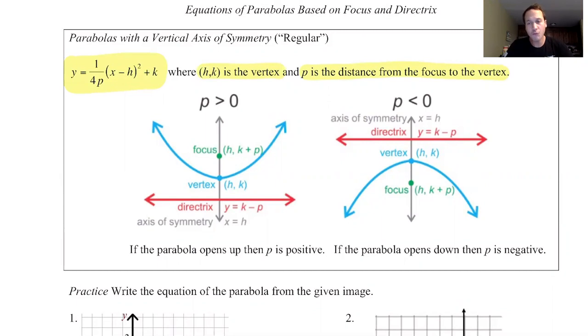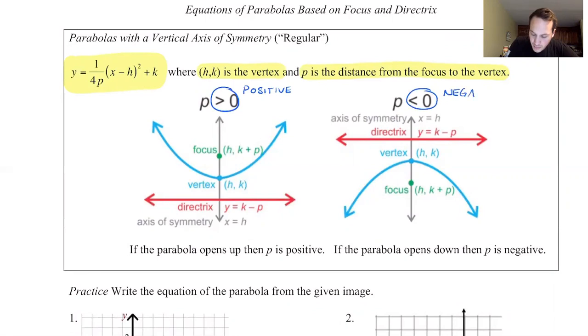Now, really the only difference between this formula and the formula from yesterday is that we're replacing a with 1 over 4p. This formula is going to be more helpful for us in pre-calculus next year, okay? So, you've got two options. P can be positive. Remember, this is just a fancy way of saying positive: the numbers that are greater than 0 are the ones that are positive. Or P can be negative.